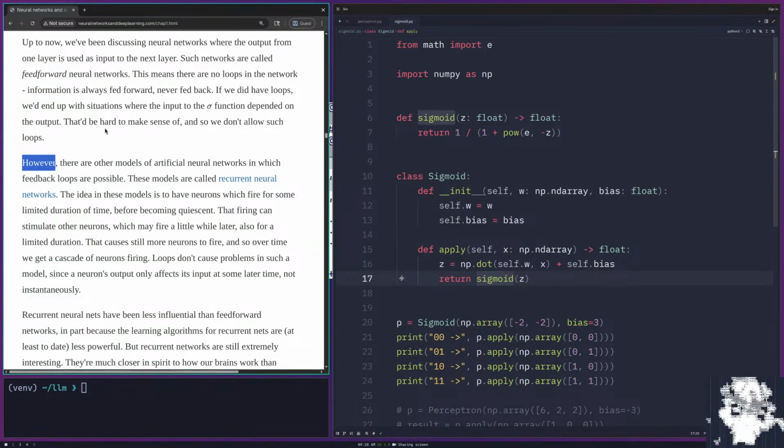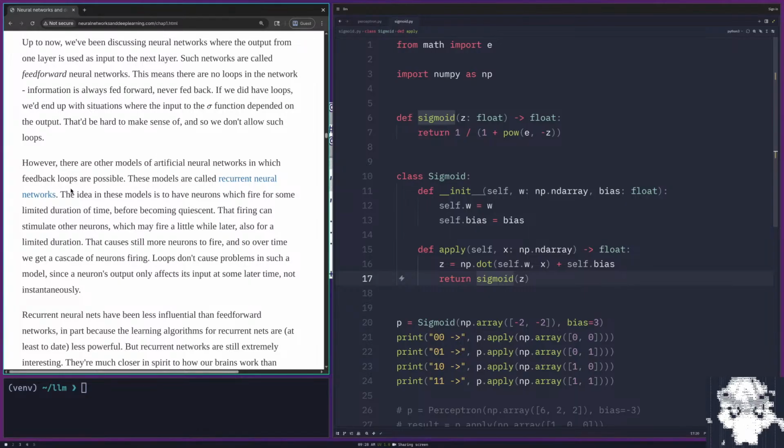However, there are other models of artificial neural networks in which feedback loops are possible. These models are called recurrent neural networks. And I think we will need recurrent neural networks in order to make an LLM. I think you need recurrence in order to do text processing, but I'm not sure.